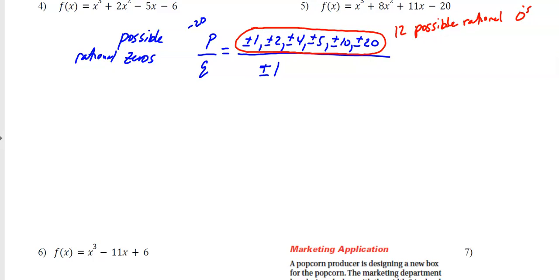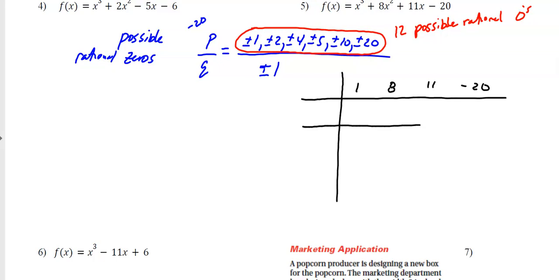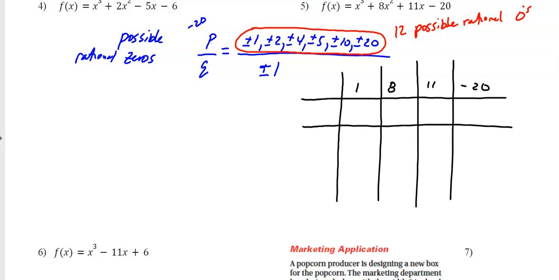So I'm just going to kind of start my table. And I have 1, I have 8, I have 11, I have negative 20. And we'll try the first row. I'll try 1. So here's where I try these things up here. So you slide the 1 down. 1 times 1 is 1. Added to 8 gives me 9. 1 times 9 is 9. Added to 11 gives me 20. 1 times 20 is 20. Added to negative 20 gives me 0.